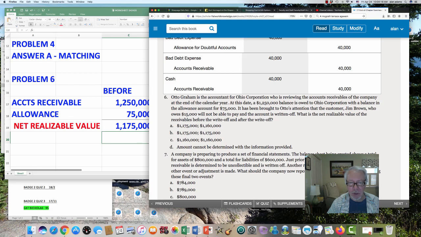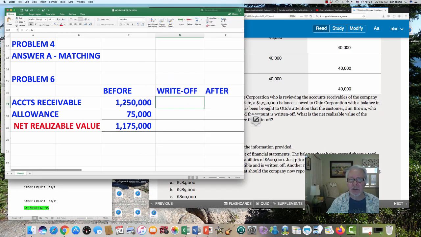Okay, look at the possible choices we have. All right, we see that it's got to be either A or B. That's the 1175, but it's asking us for a second number as well. So let's write this person off. Now, we've already provided for the expense, so we're not going to record any expense now as we write this off. That happened in the past.